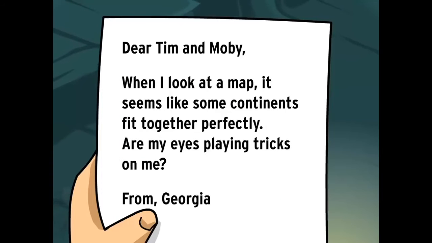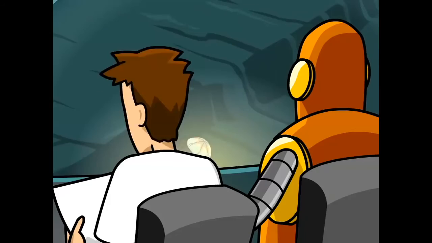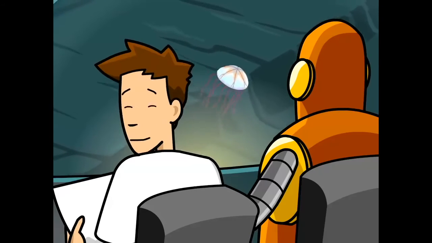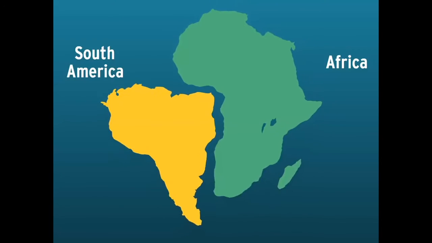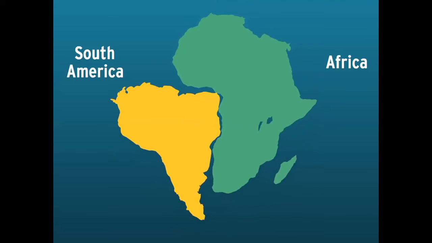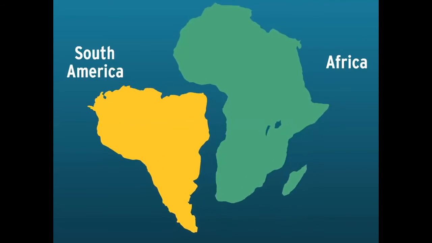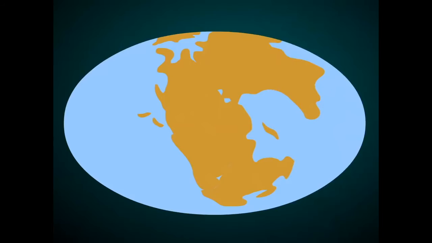Dear Tim and Moby, when I look at a map, it seems like some continents fit together perfectly. Are my eyes playing tricks on me? From Georgia. You're not seeing things, Georgia. Some continents look exactly like puzzle pieces that snap together. Early mapmakers suspected that they were once all connected.